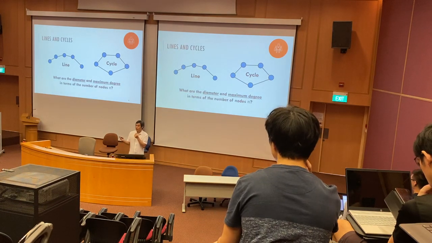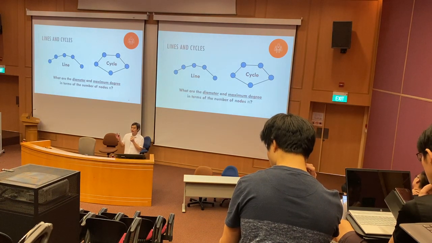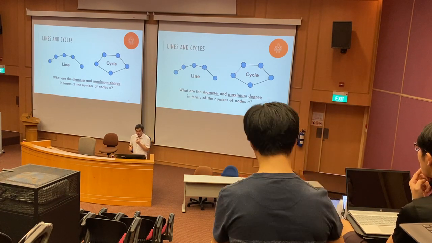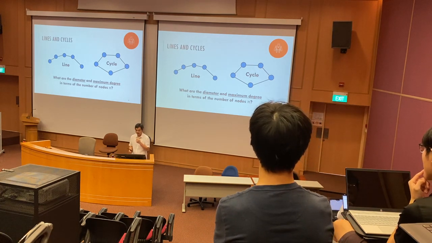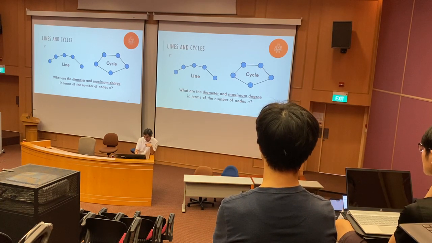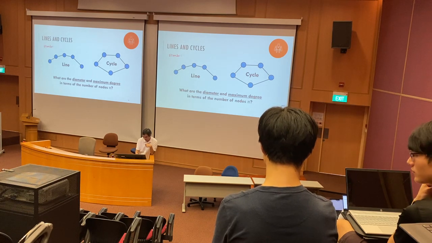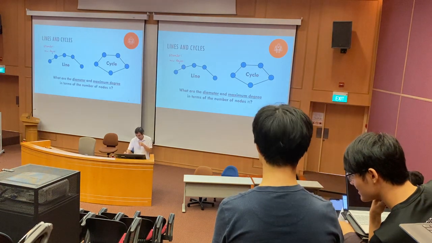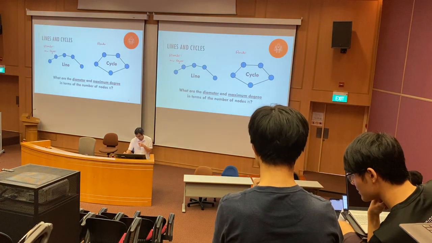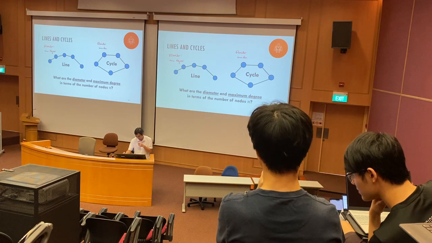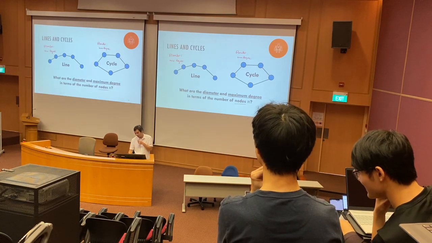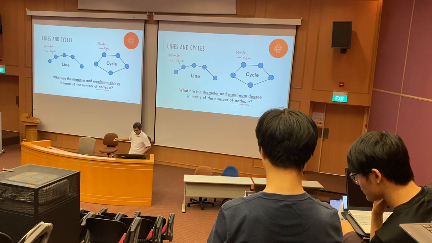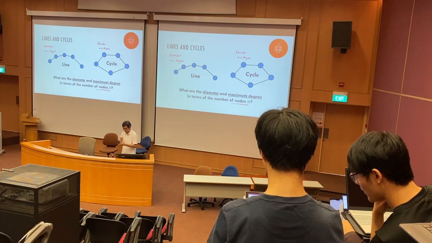Here's something to work out. I'll give you a couple of minutes. Look to your friend next to you and find out what's the diameter and the maximum degree in terms of the number of nodes n for both the line as well as the cycle. So what is the diameter for a line, and what is the max degree, and what is the diameter and the max degree for the cycle, in terms of the number of nodes n? Okay? Give you a couple of minutes. Let's go.